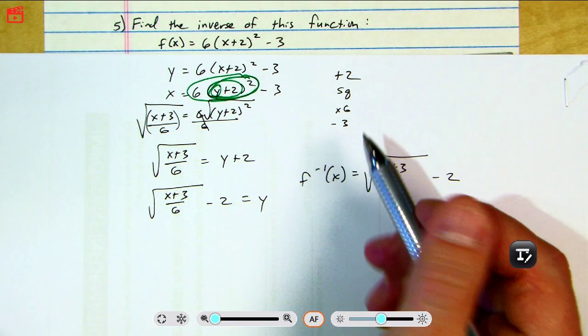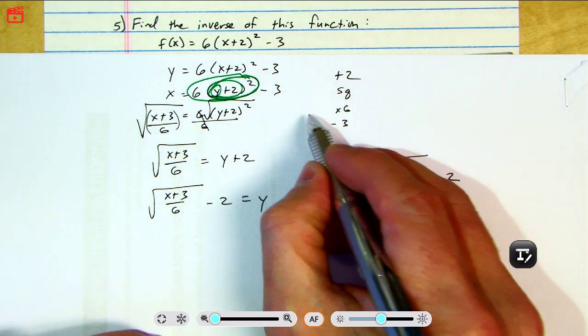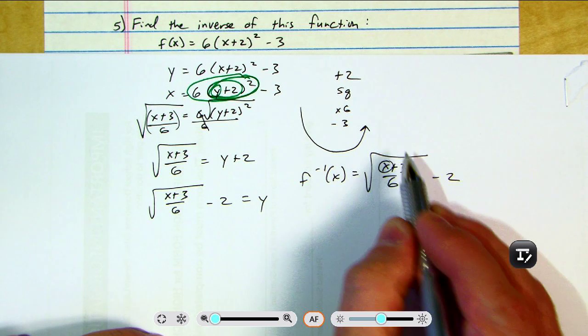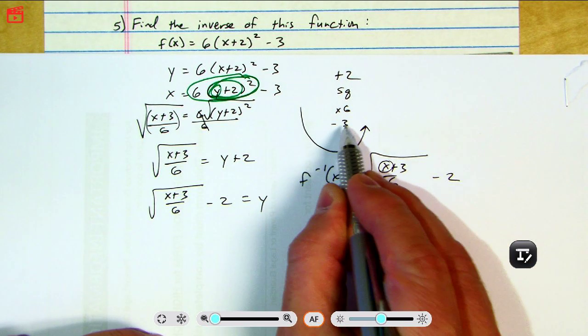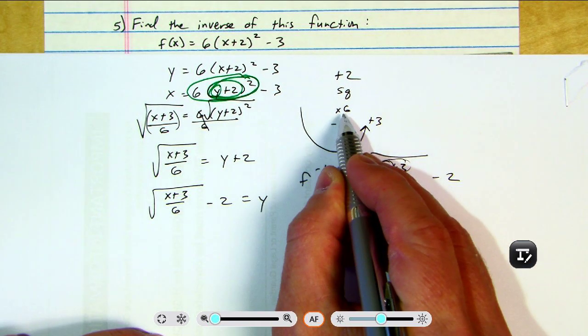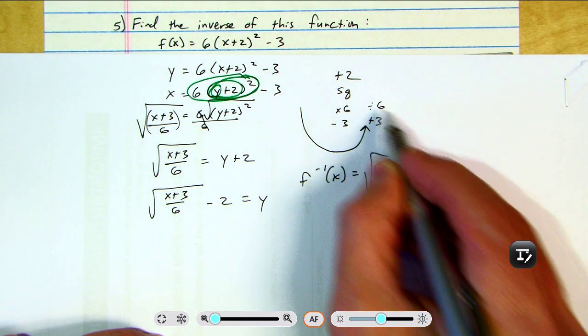Now, inverse operations in reverse order. You guys ready for this? Watch, this is really cool. Inverse operations in reverse order. So we're talking about what happens to x. What's the inverse of subtracting 3? Adding 3. Look right there. What's the inverse of multiplying by 6? Dividing by 6. Look right there.